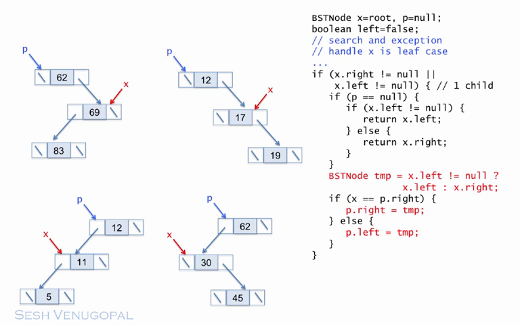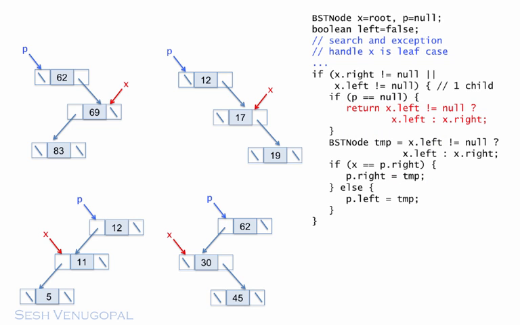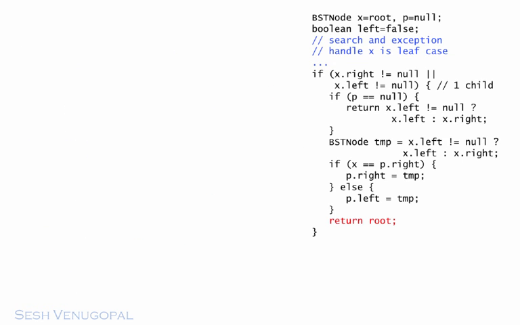However, we can reduce the if block inside the p equals null if to a ternary operator return like this, and add in the root return at the end. Okay, so now we have much shorter and cleaner code, and can move on with the other real business we have left, which is to deal with the case when x has 2 children.